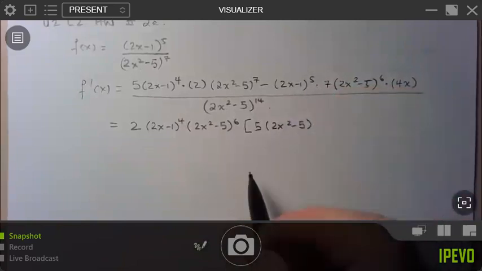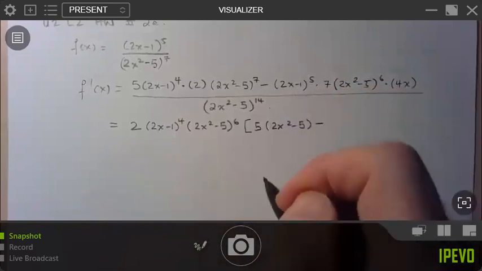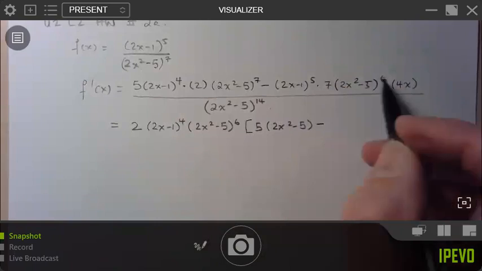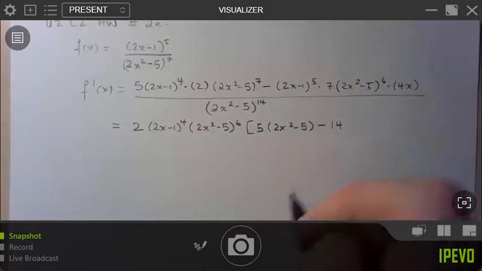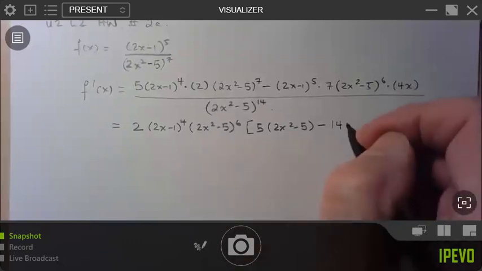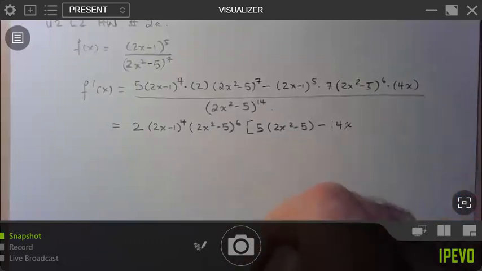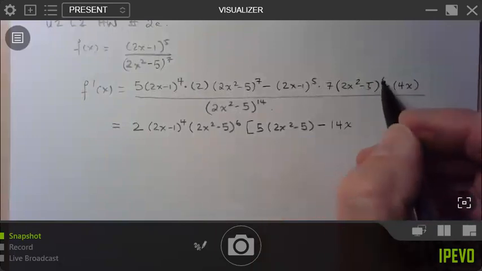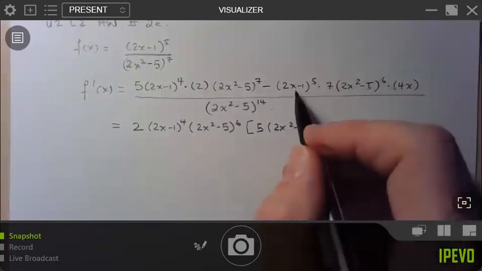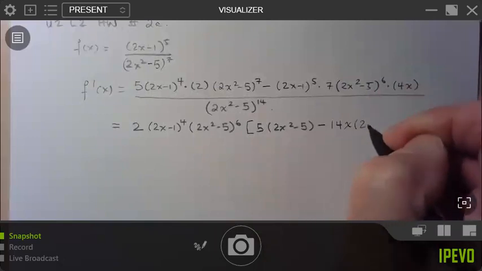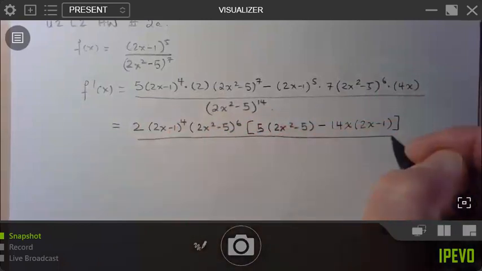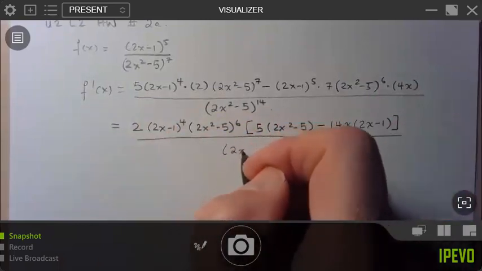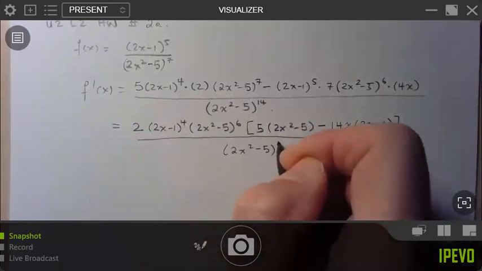In fact, this might even be a little easier than the one we did in class. Minus. So I still have the 7, and I took out a factor of 2. So 7 times 2, which is what's left over, I've got 14. I've got this factor of x. We got rid of all of these, and I'm only left with one factor of 2x minus 1. So in the end, this is not going to be quite that bad.